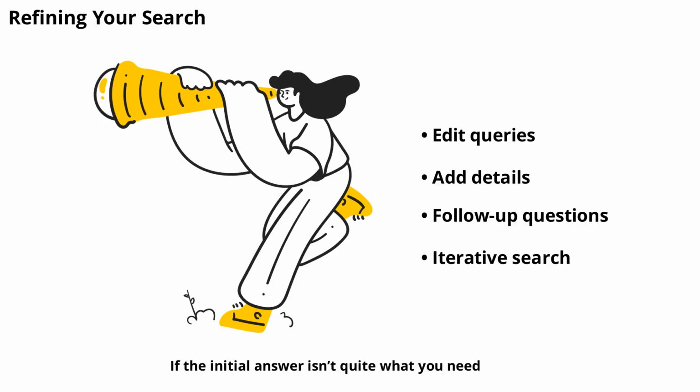If the initial answer isn't quite what you need, SGE makes it easy to refine your search. You can edit your query, add more details, or ask follow-up questions. The AI adapts to your input, providing more specific or nuanced responses as you clarify your needs. This iterative process helps you zero in on the exact information you're seeking.